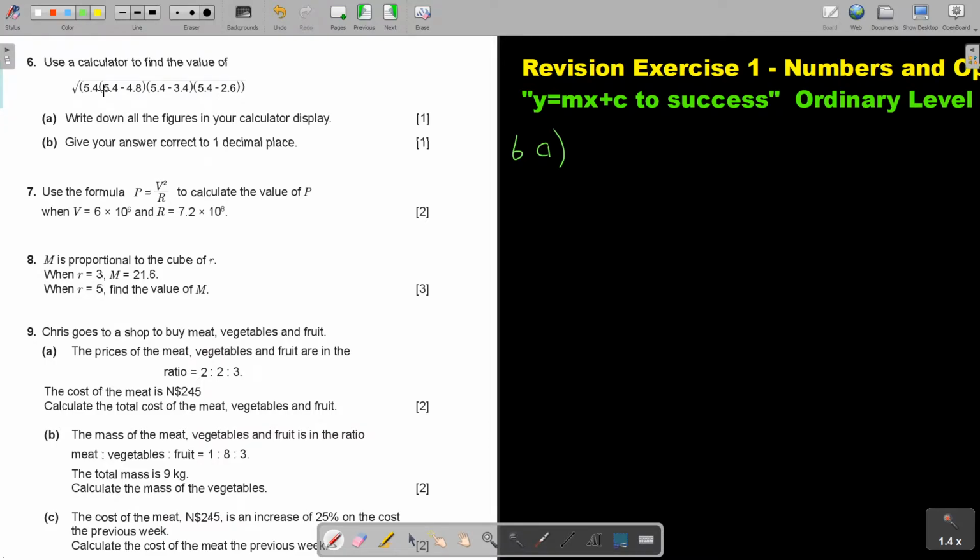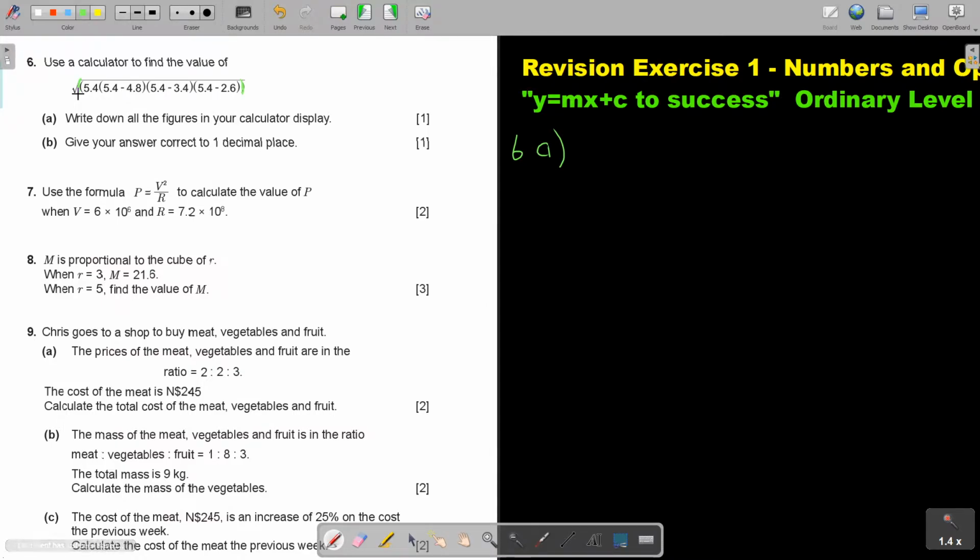So start with the square root, then press bracket, then press 5.4, then press bracket again, then press 5.4 minus 4.8, close the bracket, again the open bracket, 5.4 minus 3.4, close the bracket, open the new bracket, 5.4 minus 2.6, close the bracket, and you are closing that bracket again because it's referring to that one. So close the bracket again and then press equals.